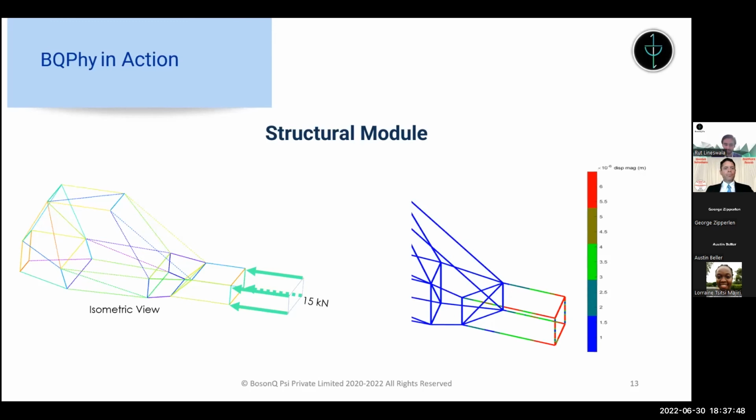So you have a distributed load along the front of the vehicle, and on the right side, this is the displacement, or how much the shape of this car will change. And this is essentially the displacement that your whole car will change. Now, the interesting thing about this is that this was actually performed on an actual quantum computer.